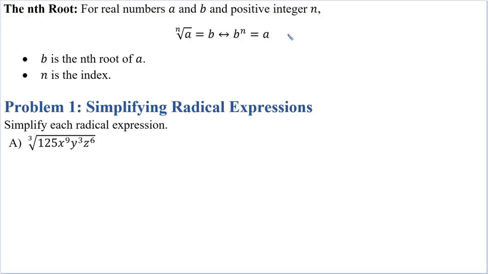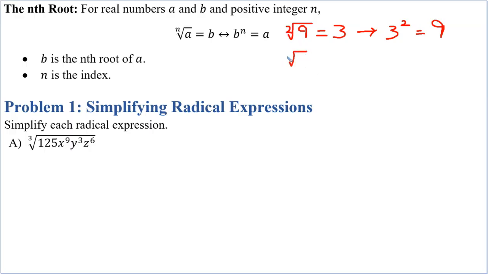Okay, so for example, I know that the square root of 9 is equal to 3. Now with square roots, we typically don't write the index here, but I could write this as a second root. The second root of 9 equals 3 because I know that 3 raised to the second power is just equal to 9. So really what our roots are giving us is the number that I have to raise to a certain power to get what we're taking the root of.